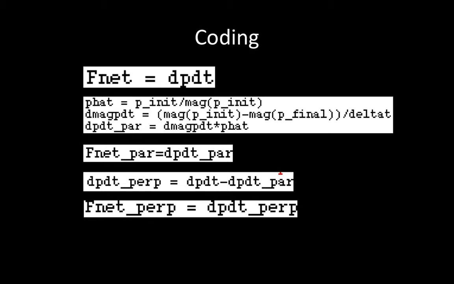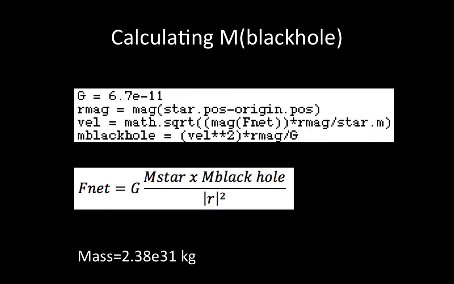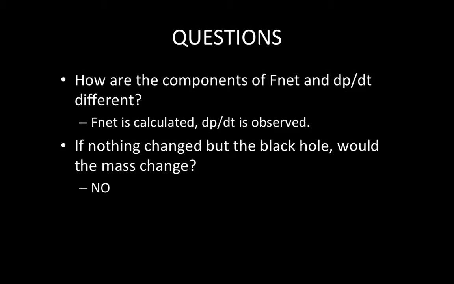So using all of this information, I was able to calculate the mass of the black hole by using Newton's universal law of gravitation, where m2 is the mass of the black hole. This information went into the equation in order to calculate the mass of the black hole, and that came out to be about 2.38 times 10 to the 31st kilograms. So now let's answer some of the posed questions.